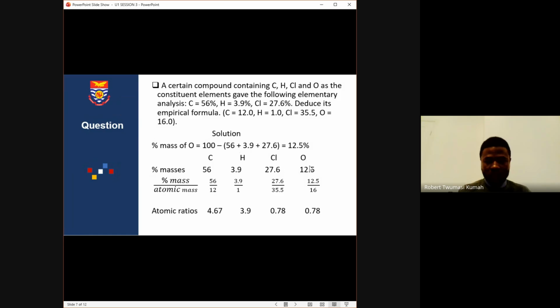Take note, when we are writing a formula, we use their moles. We write them in terms of their moles. And so what we need to do is to find the number of moles of each of the elements. And what's the formula for finding moles? Amount of substance in moles. What's the formula? Anyone to help us with that?